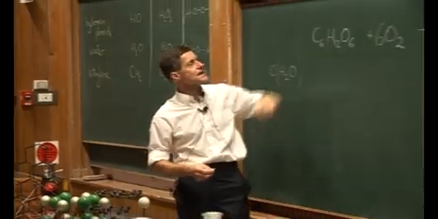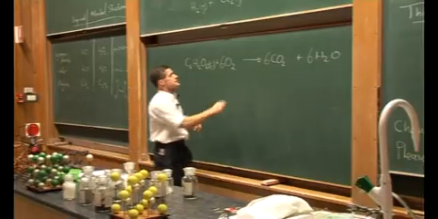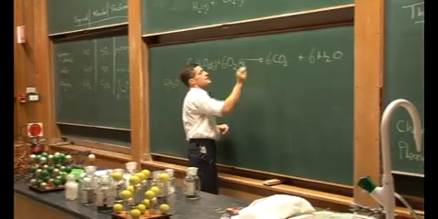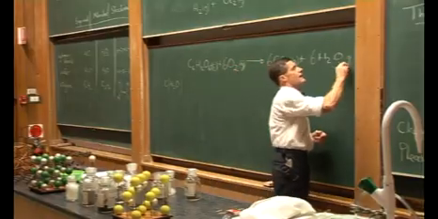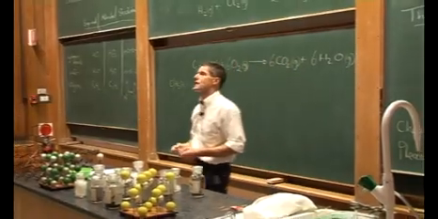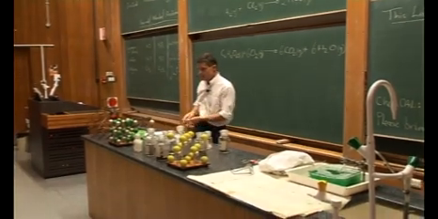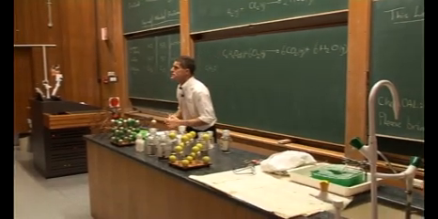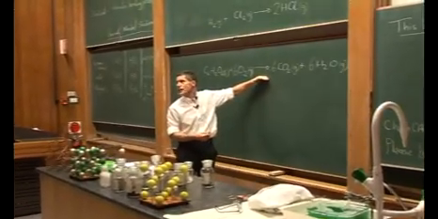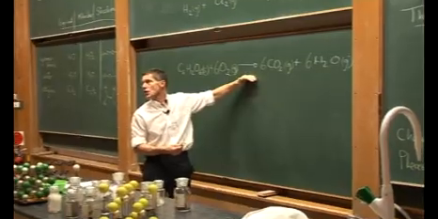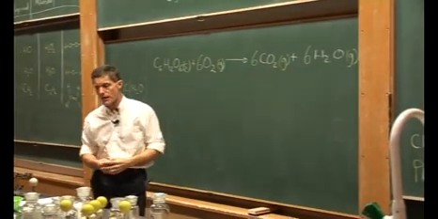I might include the state symbols here. Glucose is a solid, oxygen is a gas, carbon dioxide is a gas, and let's assume that we breathe out water vapor as the byproduct there. Okay, so that's a typical equation for a molecular situation, a reaction where we have covalent compounds reacting with one another, one molecule reacting with another.